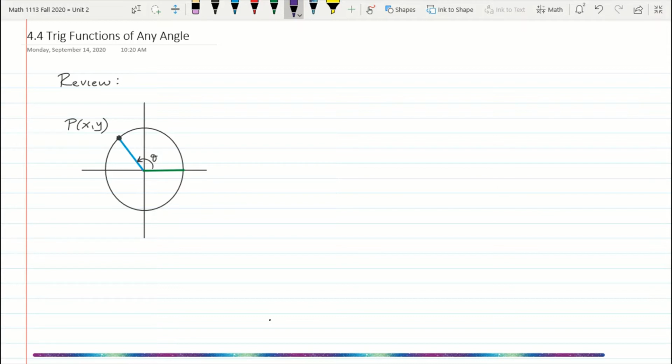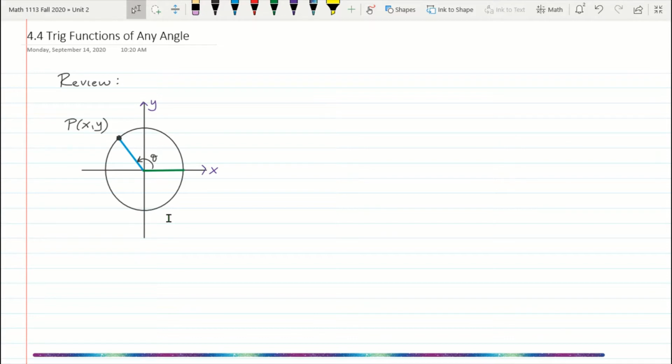So as a review, this is the scenario we're looking at, right? We have our x and y coordinate plane, and we have a point along the circle, and when we open from the standard position here on the x-axis all the way out, it creates an angle theta, right? The angle is between the initial side and the terminal side. So that's what's considered standard position, right?